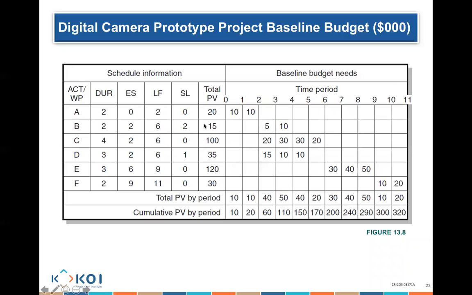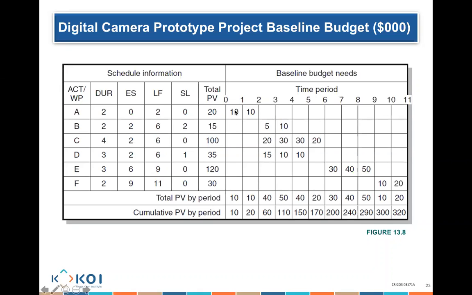Activity 2, my planned value is $15. Okay, great. I'm not going to spend them equally. I'm going to spend $5 in the first day and $10 in the second day. Activity 3, I'm going to plan to spend $20 in day 2 to 3, then 30, then 30, then 20. Activity D, I'm going to plan to spend $15, then 10, then 10. So for every one of those activities, you plan the value of the overall items: A, 20; B, 15; C, 100. But you also plan when the 20 is going to be spent, when the 15 is going to be spent.